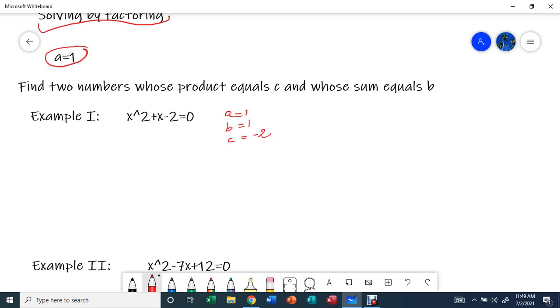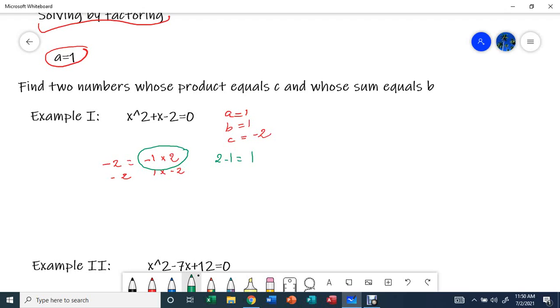So let's start by listing all the numbers that you multiply by each other and get negative 2. I can do negative 1 times 2, that gives me negative 2. I can do positive 1 and negative 2, and that's all I can do. So which of these two pairs, if I add them up, gives positive 1? Yes, the first one is the right pair. 2 minus 1 is positive 1.